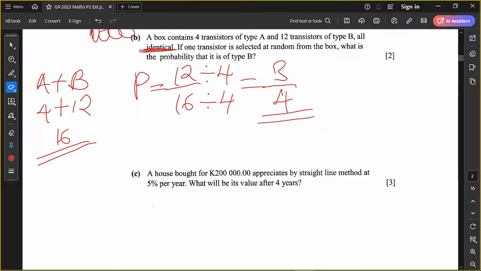So the probability of type B, or transistor B, is equal to 3 over 4. That is the probability of the type B transistors. Okay, now that is the answer, and that's how we find the probability.